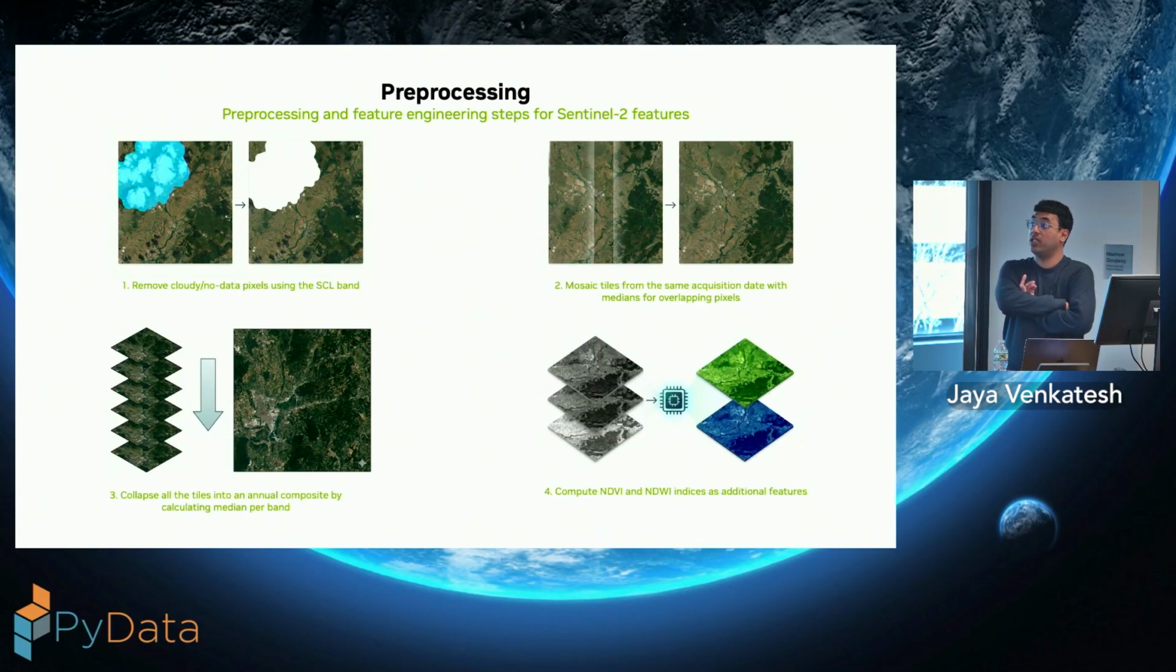What kind of pre-processing do we do? So for the features imagery itself, these are the 4 main steps we did for pre-processing. The first step is to remove all the cloudy pixels using the scene classification layer band I talked earlier about.